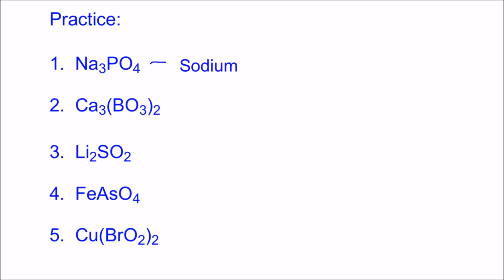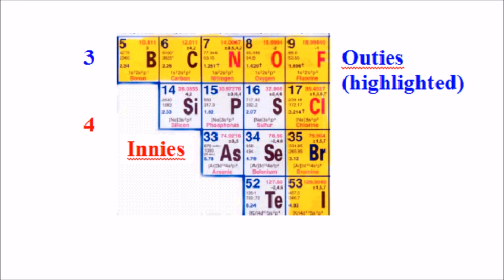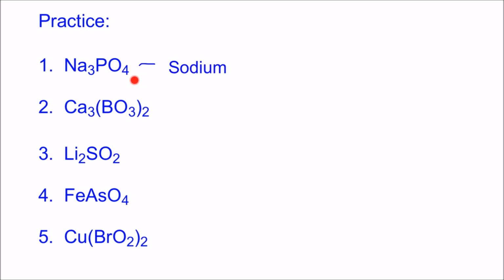Then we need to say the name of this polyatomic anion, PO4. So in order to do that, we're going to use our any-outy rule. Okay, so you'll see here that phosphorus is an any, and therefore it wants 4 oxygens. This phosphorus has 4 oxygens.